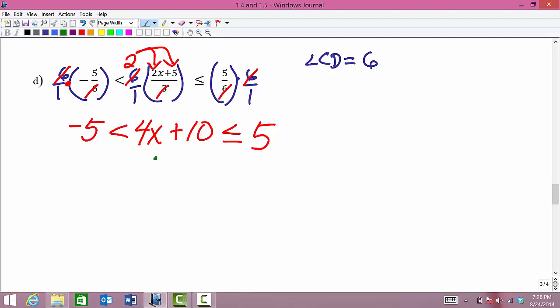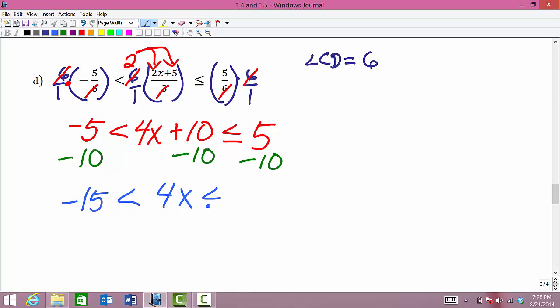Now our goal here is to get x by itself in the middle, so we attack the middle. First, we want to get rid of the number 10, so we're going to subtract 10. If you do something to the middle to get x by itself, you have to do the same thing to the outer two parts. So we have negative 15 less than 4x less than or equal to negative 5.